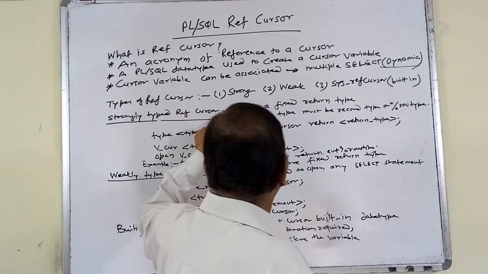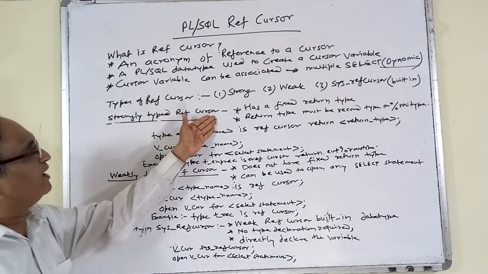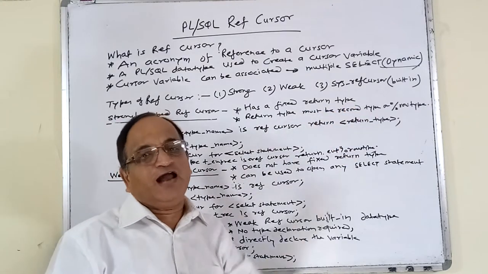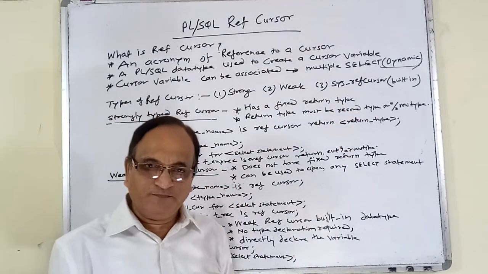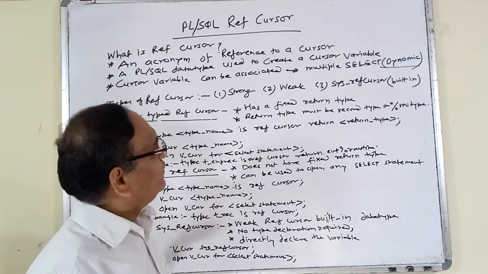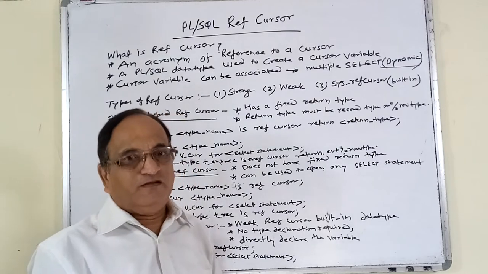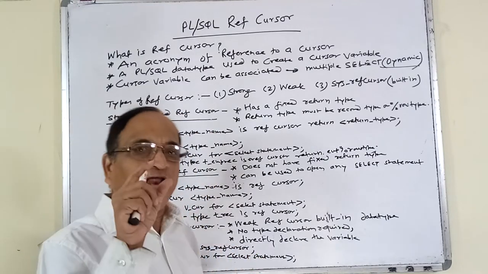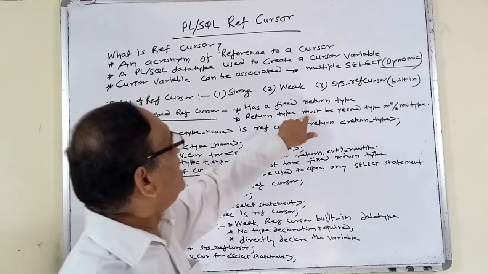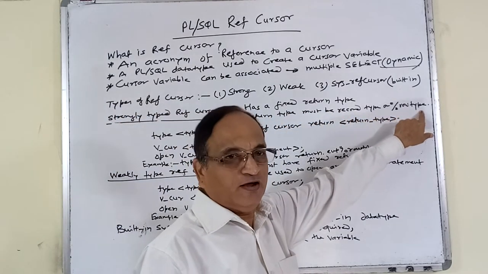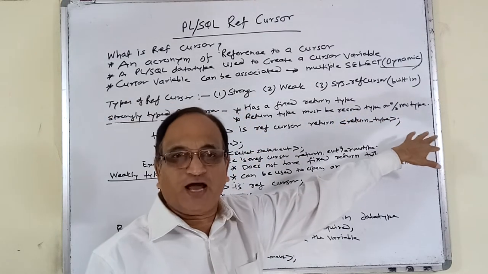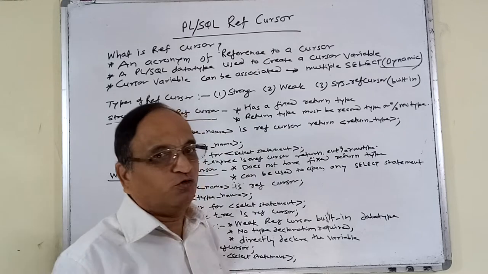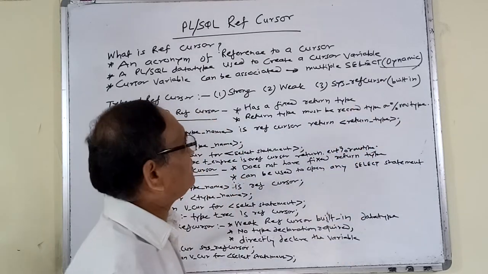So, strongly typed REF CURSOR. What are the properties of the strongly typed REF CURSORs? They have a fixed return type. When you declare this cursor, as you will see with the example as we proceed into this video, you have to declare what it is going to return. But remember that whatever is returned is always a record type or %ROWTYPE. So the return type must be a record type or a %ROWTYPE. There is another video which explains the record type and the %ROWTYPE, the link of which will be provided in the description box, and you can visit the link to know more about what %ROWTYPE or record type is.